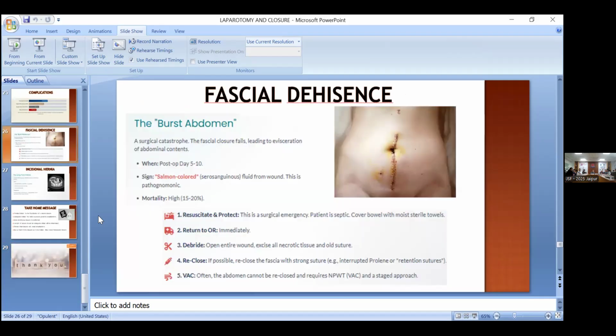Coming to complications, the two most common and dreaded ones are, first, fascial dehiscence, which generally occurs on day 5 to 10, and the pathognomonic sign is the salmon colored serosanguinous fluid coming out from the wound. It carries a very high mortality, so we should be on the lookout for it. If such a thing happens, the patient should be taken back to the OT, and proper care should be taken to reclose the abdomen and apply alternate methods such as VAC.